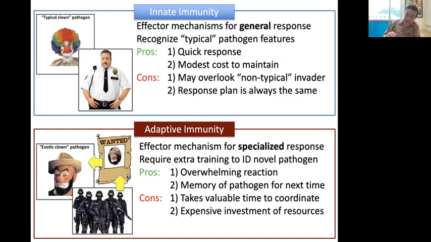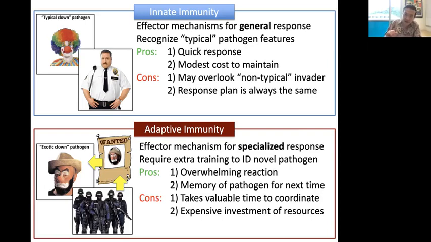The cons of that is that because these innate effector components of your immune system are generally trained to look for obvious types of features, they may overlook something that's non-typical. And unfortunately, if that non-typical thing that doesn't fit the profile they're looking for is a pathogen that then starts colonizing your body, you're going to get sick.